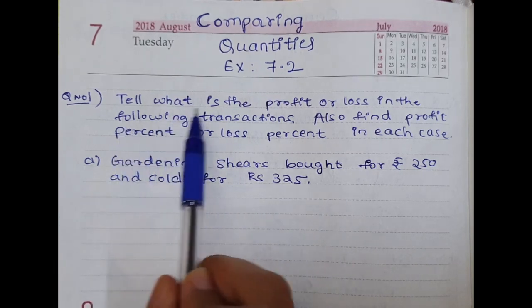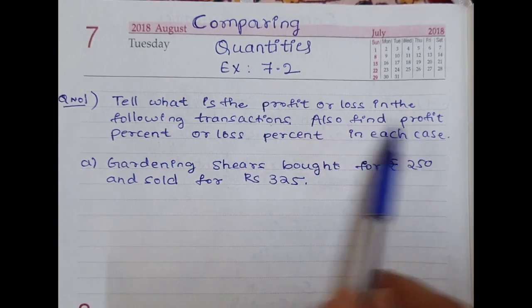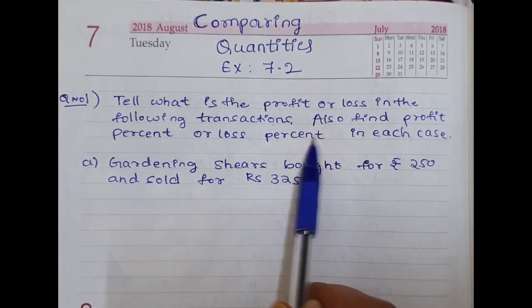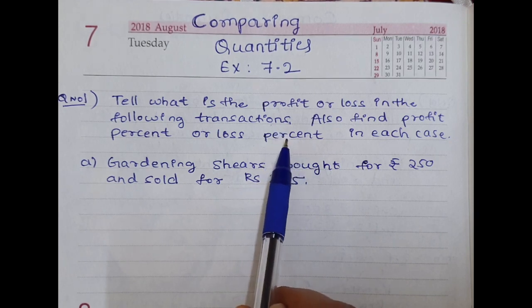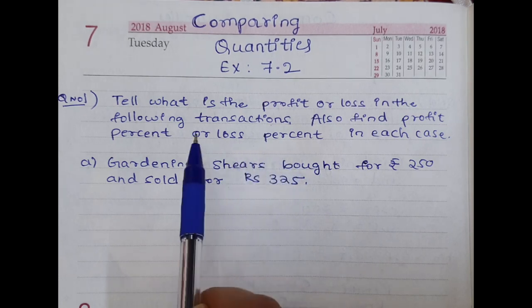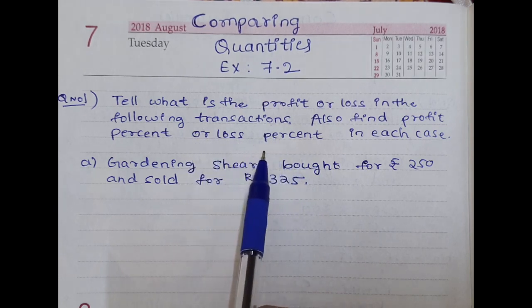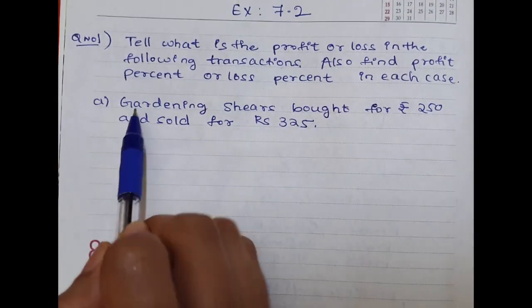Question number 1. Tell what is the profit or loss in the following transactions. Also find profit percent or loss percent in each case. So what we have to do is find the profit amount or the loss amount, and also find the loss percent or profit percent in each of the transactions. First, let us start with A.